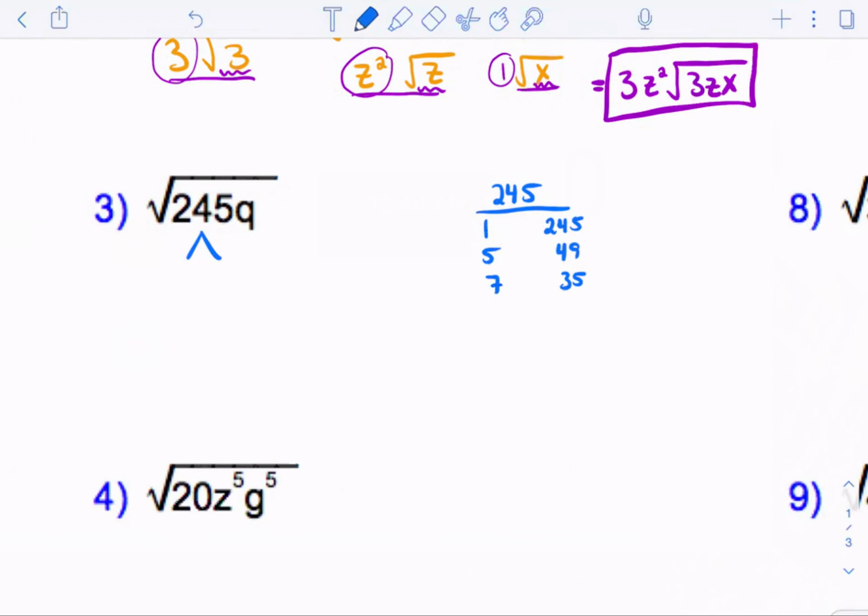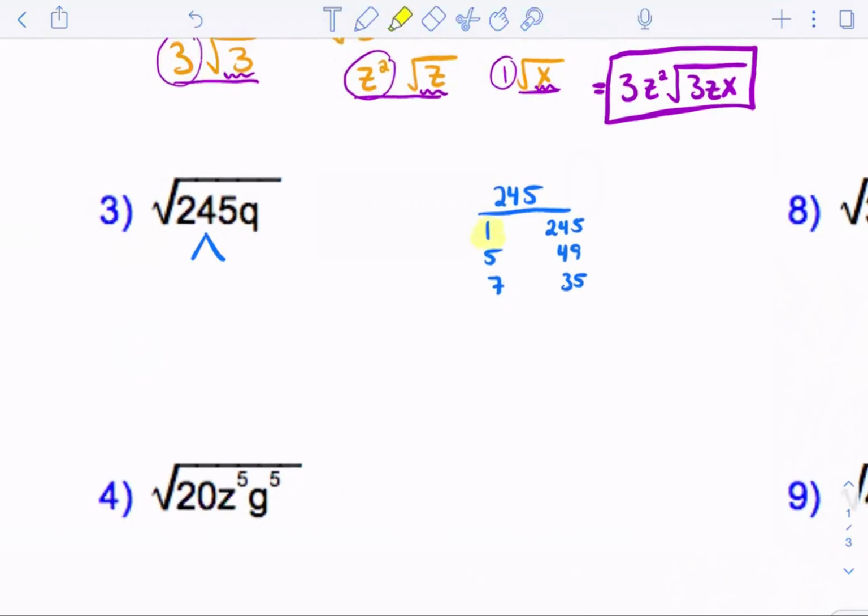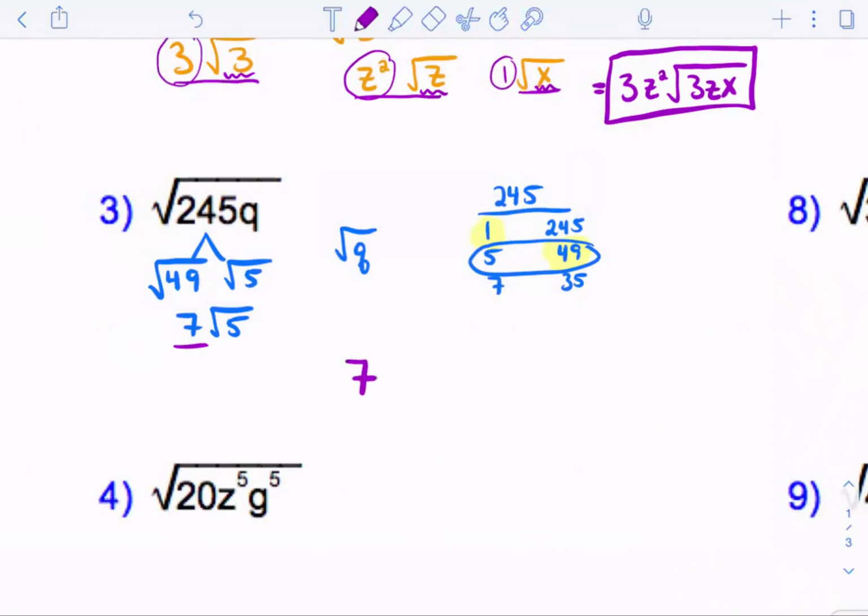So with a problem like this, when you have a number so big, sometimes it takes some time to find the perfect squares. Sometimes if you see it very early, you can just pick it. So 49 is a perfect square, so that's why I chose that one. So notice I kept the 7 by itself, and the 5q, since they're both inside a radical, I put them together.